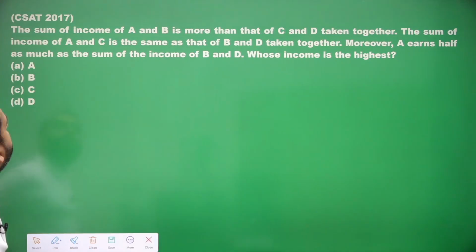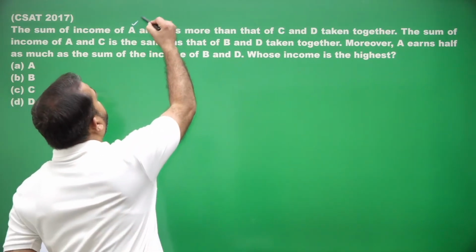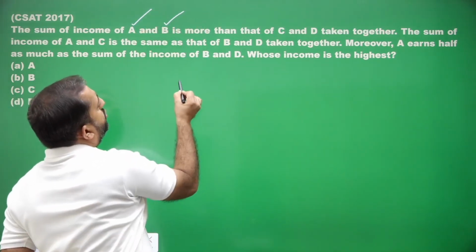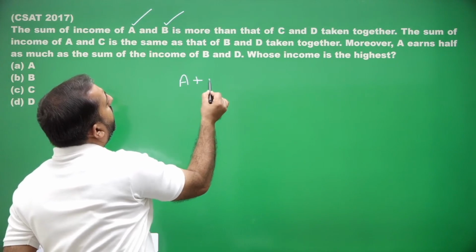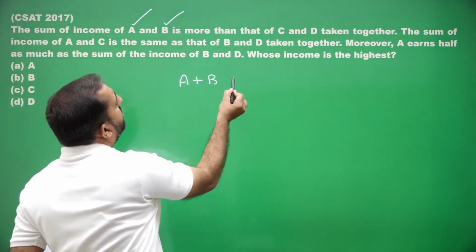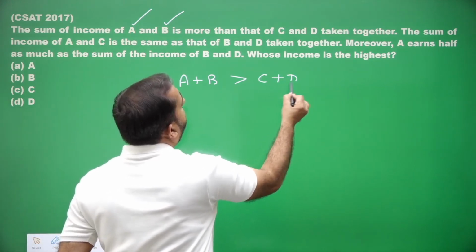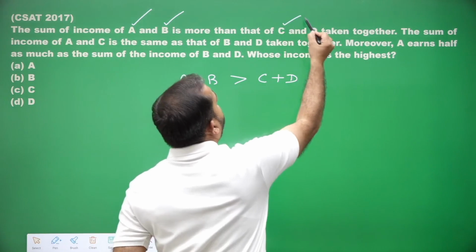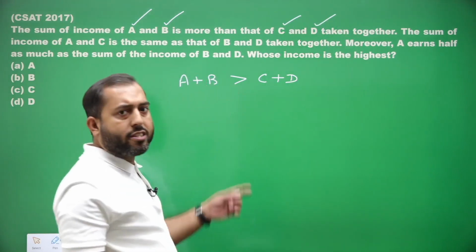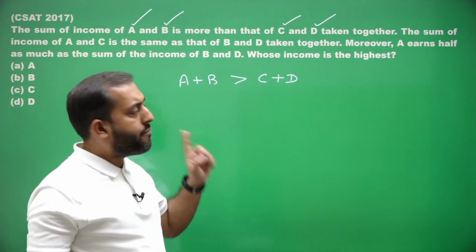This question says the sum of income of A and B. Let's say income of A is A, income of B is B. So the sum of income of A and B, that is A plus B, is more than that of C and D taken together. Let's say income of C is C and income of D is D. So this is the first information which is given to us.